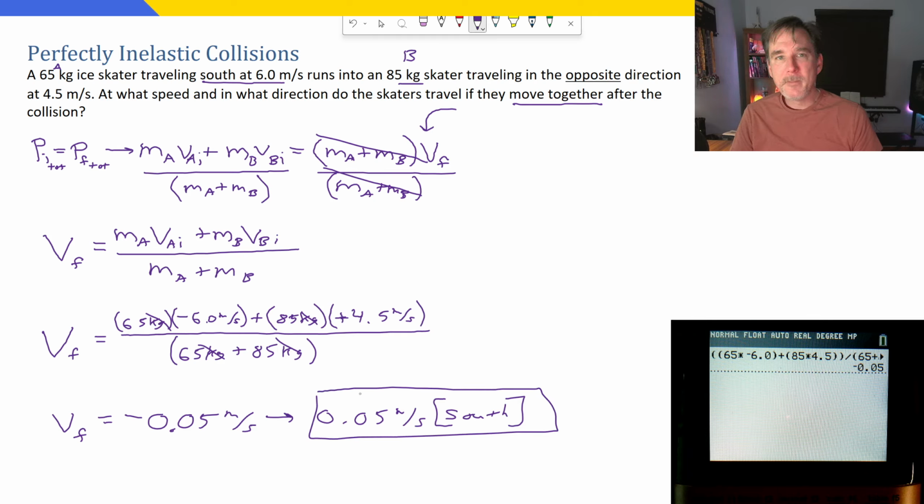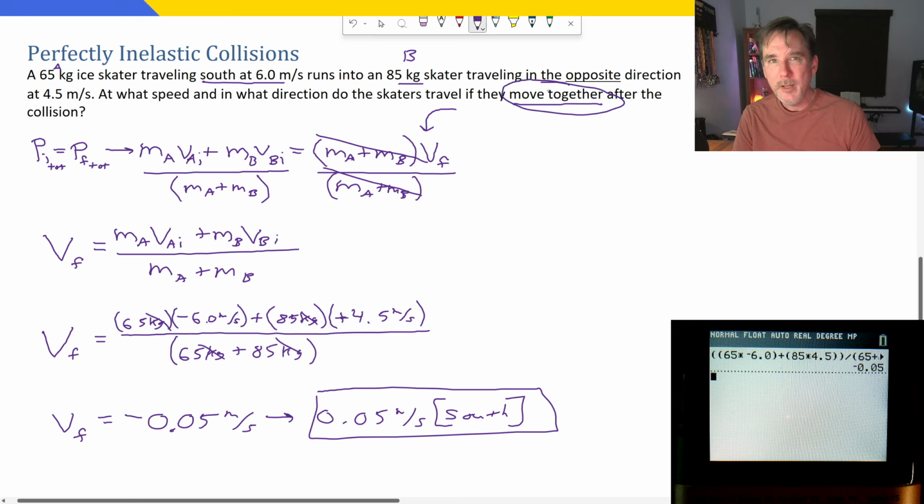All right, so hopefully that helped. Again, just to recap, the idea is that you start with two objects and you end with one object because they combine together. Okay, they move together. That's your key, that's your clue that this is an inelastic collision. All right, so I hope that helps. Good luck.